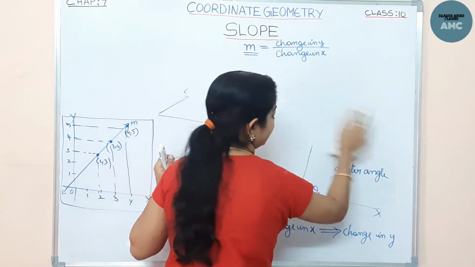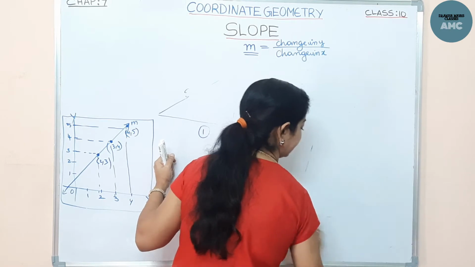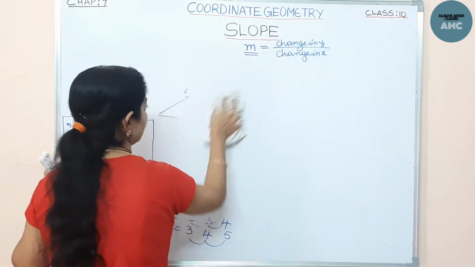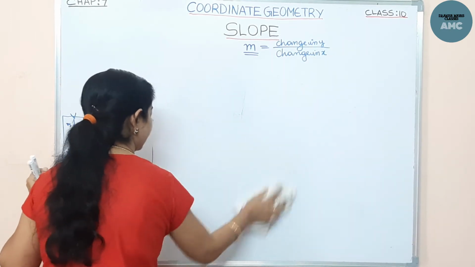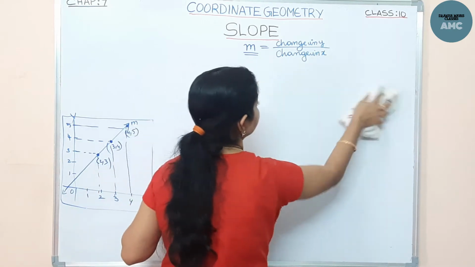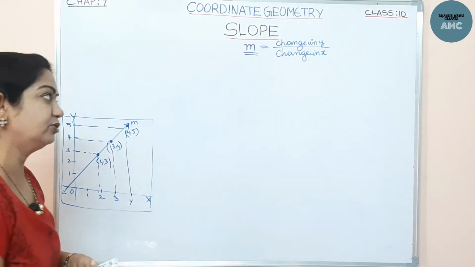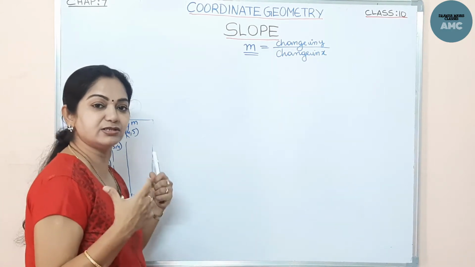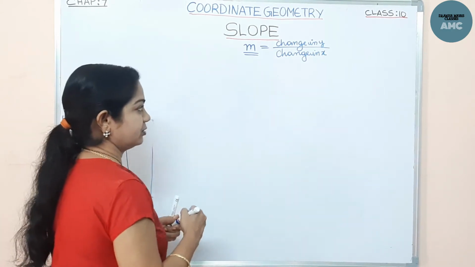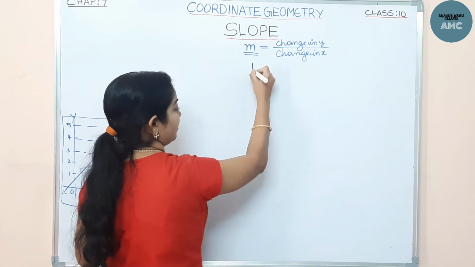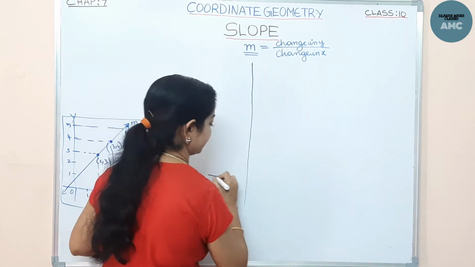Now the same thing I'll tell you in the form of angles and trigonometry. We have completed the trigonometry chapter. You have the concept of angles and the trigonometric ratios, sine, cos and tan. Now this slope I will derive here.